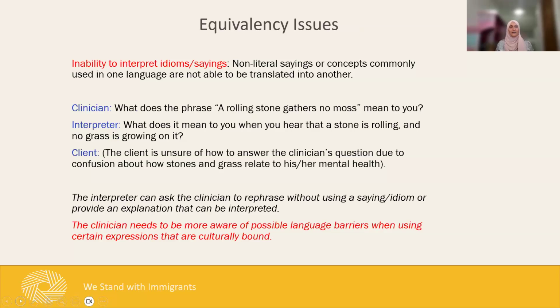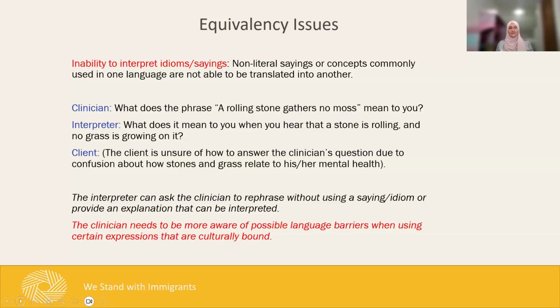Equivalency issues: many times there is an inability to interpret idioms or sayings, non-literal sayings or concepts commonly used in one language that are not able to be translated into another. This is another example. A clinician asks, what does the phrase "a rolling stone gathers no moss" mean to you? The interpreter says, what does it mean to you when you hear that a stone is rolling and no grass is growing on it? So the client is unsure how to answer the clinician's question due to confusion about how stones and grass relate to his or her mental health.